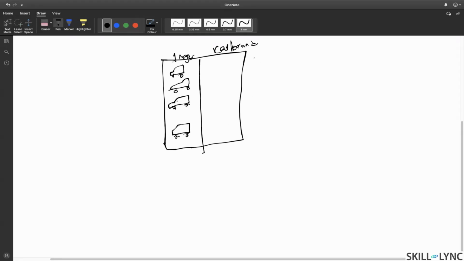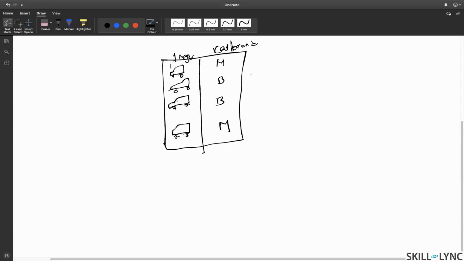Please forgive me for my image drawing. Okay, let's say this is Mercedes, this is BMW, this is BMW, this is Mercedes. Now I have millions of data sets like this. Now tell me, what we are doing is manually classifying whether it is a Mercedes or BMW by looking at the images.